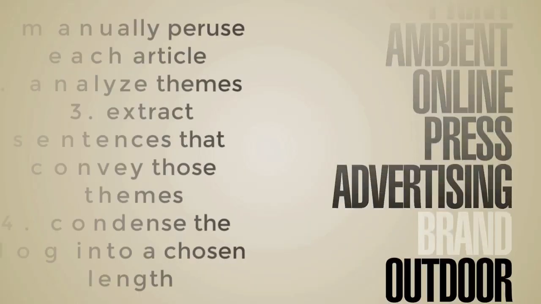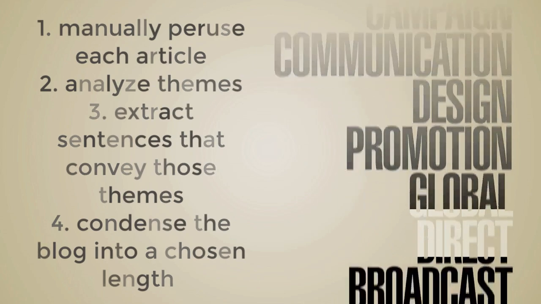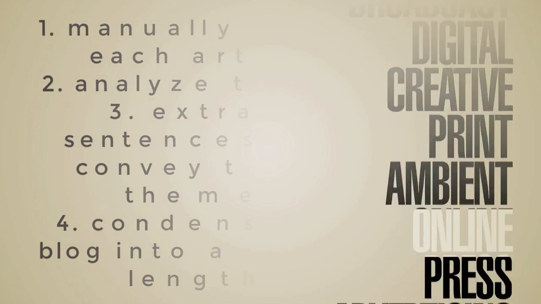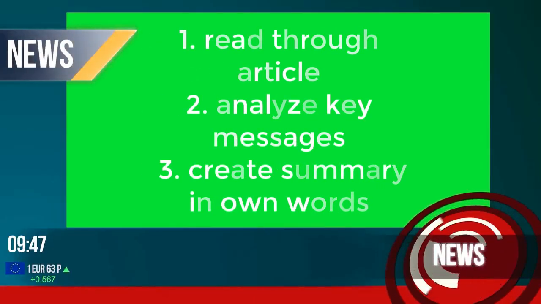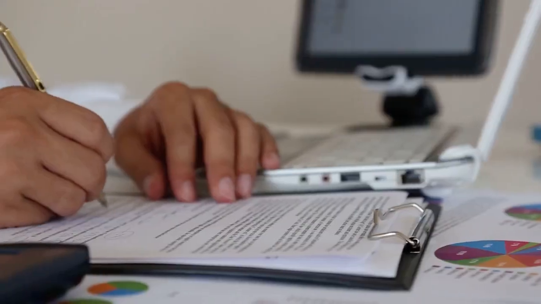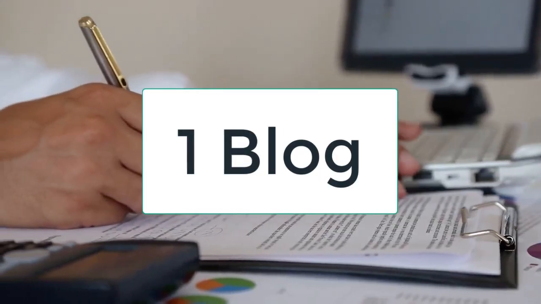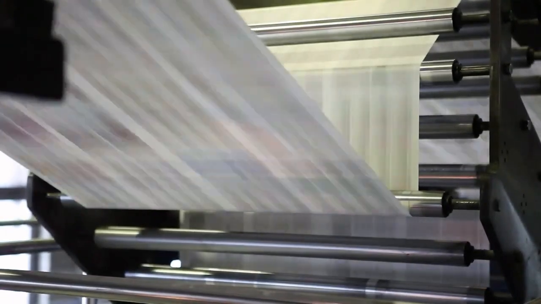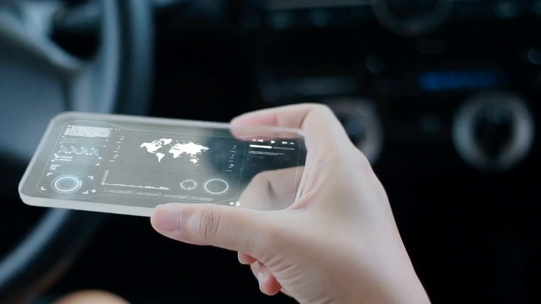Humans can manually peruse each article, analyze the themes, extract particular sentences that convey those themes, and condense the blogs into a chosen length with only the critical sentences. Or they can read through the entire article, analyze key messages, and create a summary in their own words. This may seem manageable if an individual was only required to effectively condense one such lengthy article. But what if there comes a need to perform condensation in bulk? Well, this would now dramatically increase reading and researching time, leading to a wastage of valuable time, effort, and brainpower.